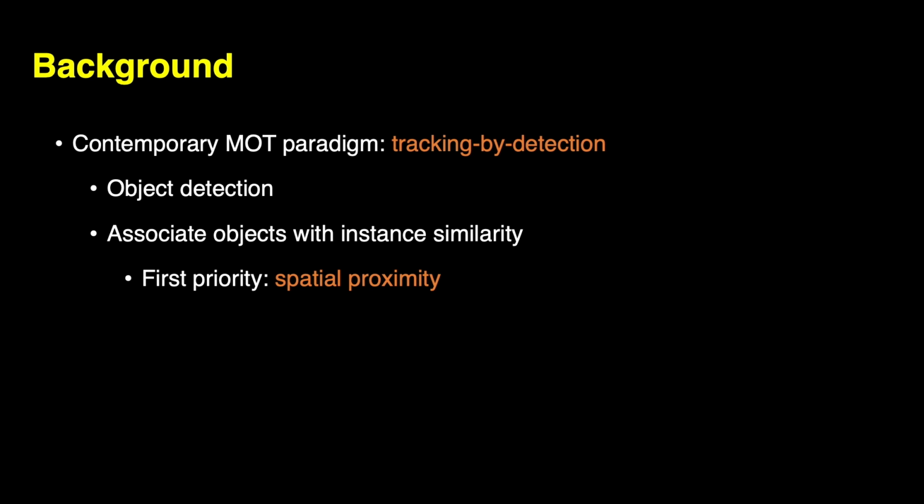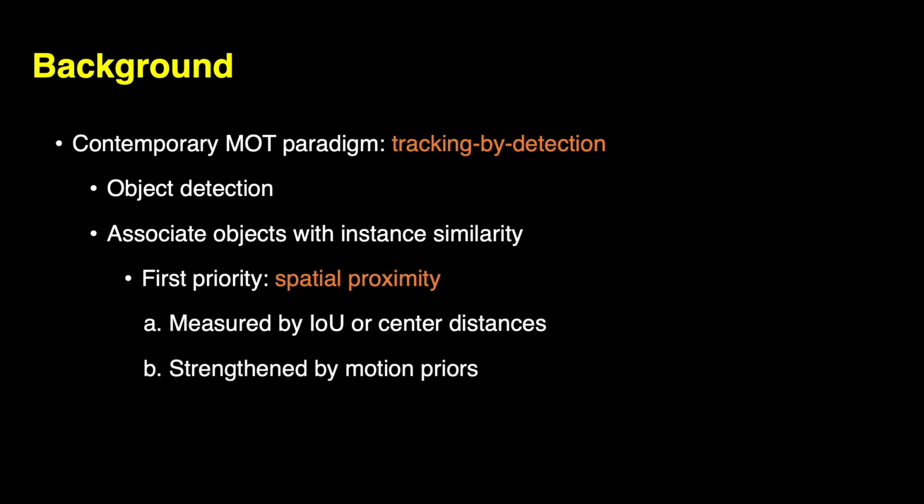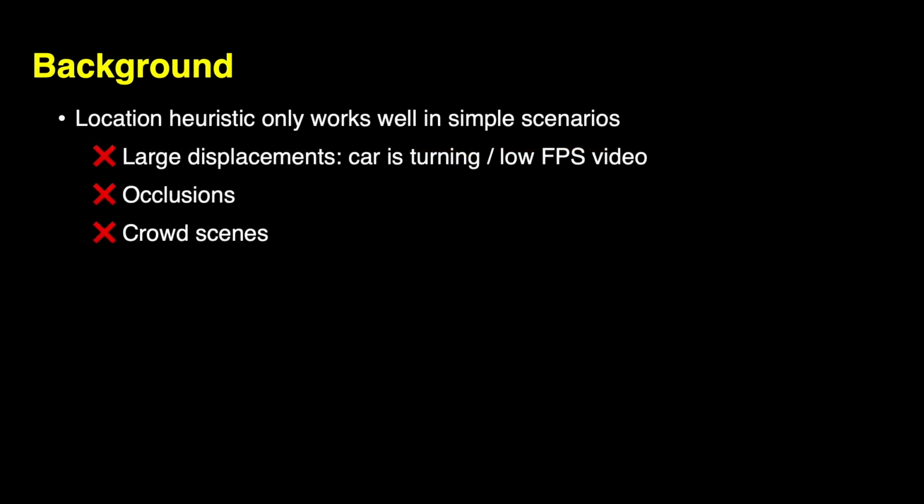Recent work shows that if the detected objects are accurate, the spatial proximity between objects in consecutive frames, measured by intersection over union or center distances and strengthened by motion priors, is a strong prior to associate the objects. But the location heuristic only works well in simple scenarios. If the objects have large displacements or are occluded, or the scenes are crowded, this location heuristic can easily lead to mistakes.